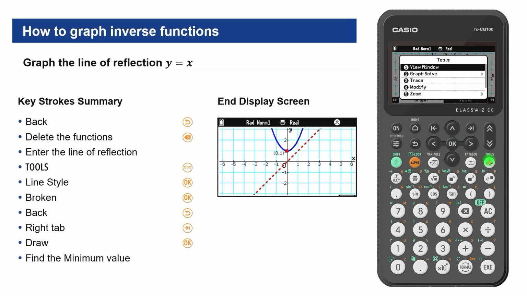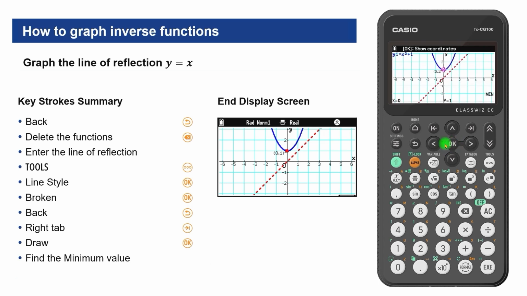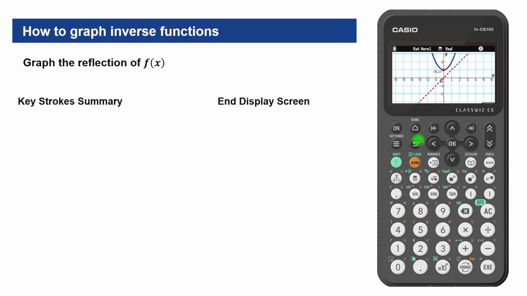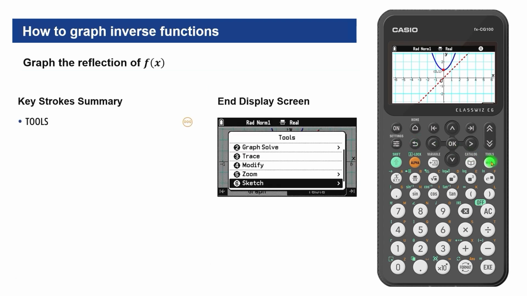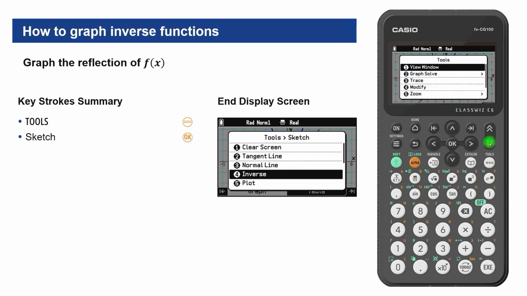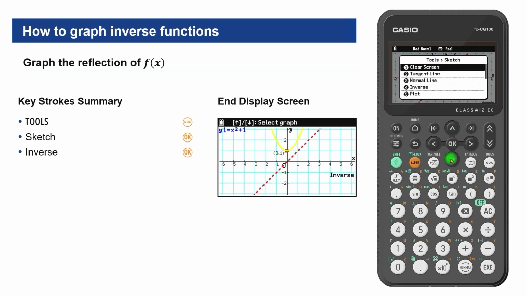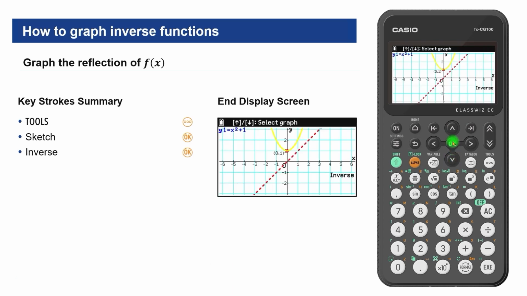As the quadratic is a many to one function, find the minimum value of y1 as before. The handset can easily sketch inverses of functions as the reflection in y equals x. From the graph, press Tools. Then either scroll or use the shortcut to select Sketch. Now select Inverse. The y1 quadratic starts flashing. Scroll to select other functions or Confirm to sketch the green inverse of y1. Note that the inverse is a one-to-many mapping and so is not a function.